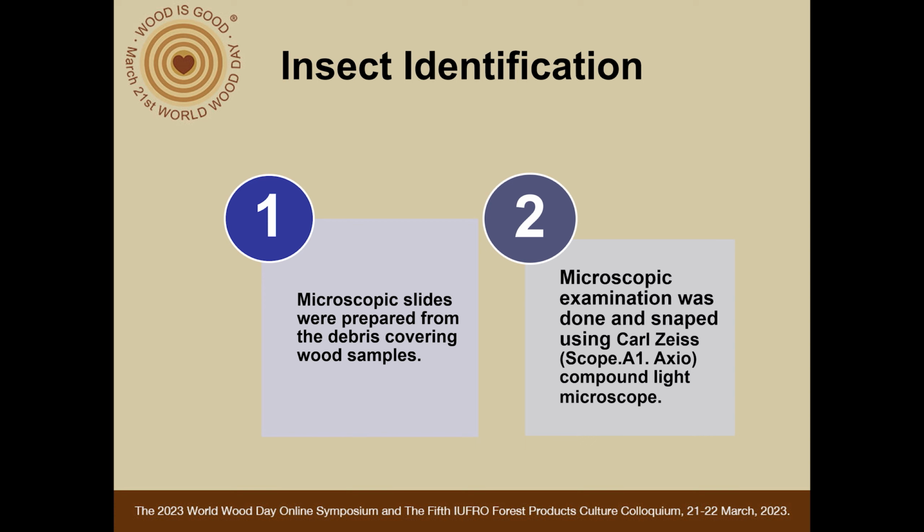We failed to report the termite on the spot. Therefore, for insect identification, we prepared microscopic slides from the debris covering the wood samples. Microscopic examination of the insect was done and snapped using a Scope A1 Axio equipped with a Carl Zeiss camera.